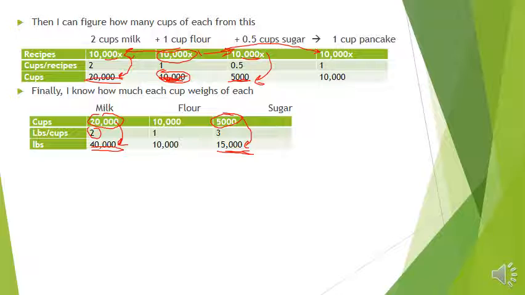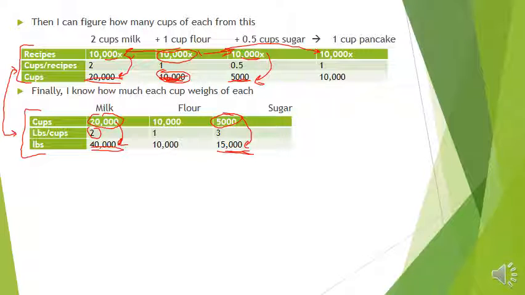So there is two processes here. So if you're given pounds, first of all, you have to figure out how many cups that is using this pounds cup relation. And then once you figure out the number of cups, you can figure out how many recipes using the recipe table. So there's two different tables here.